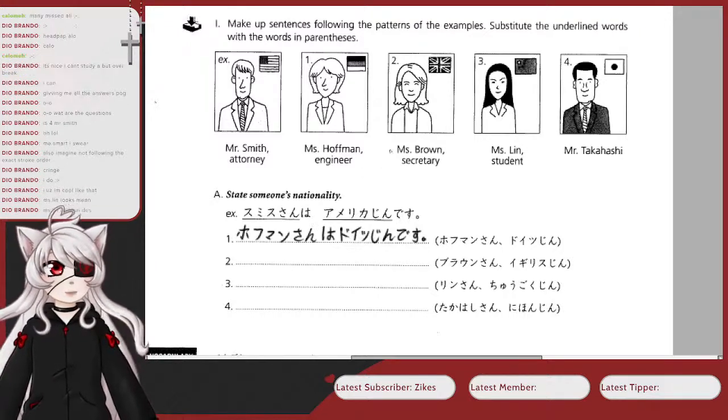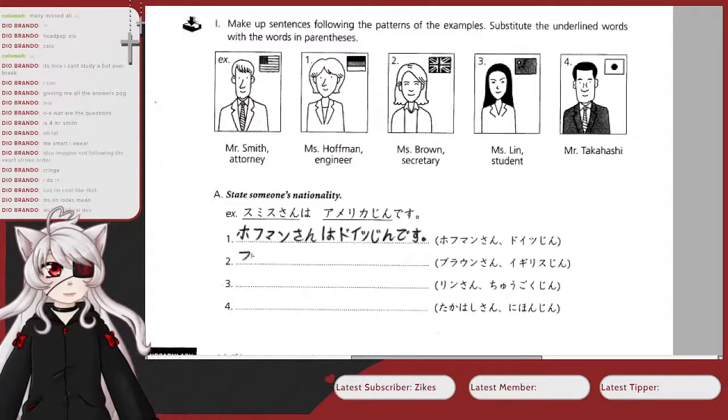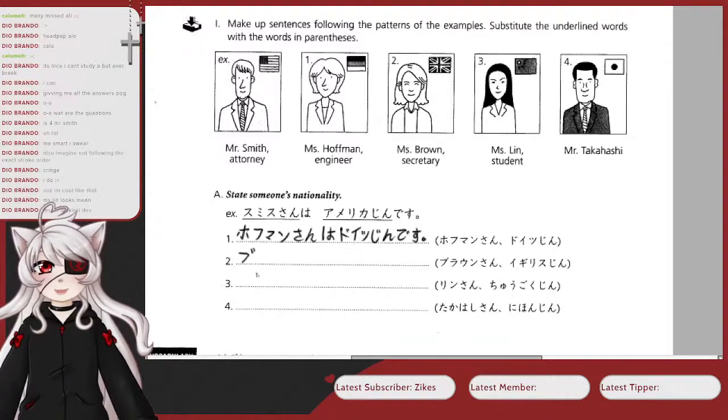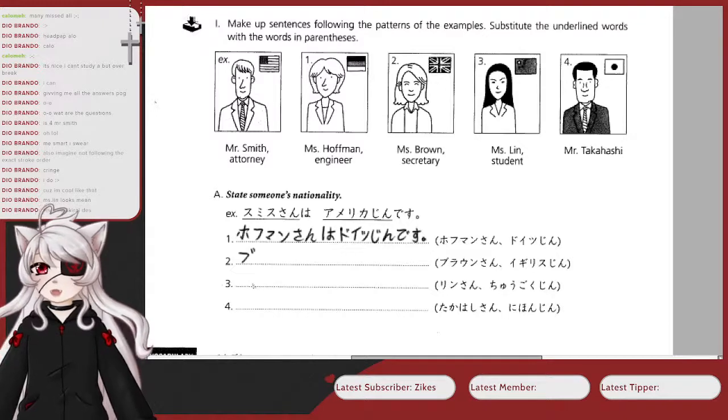So the second person is Mr. Brown, who is a secretary. So again, the subject is bu. Wait, this is bu. This is Lin dai kirai desu. Rin-san dai kirai desu.